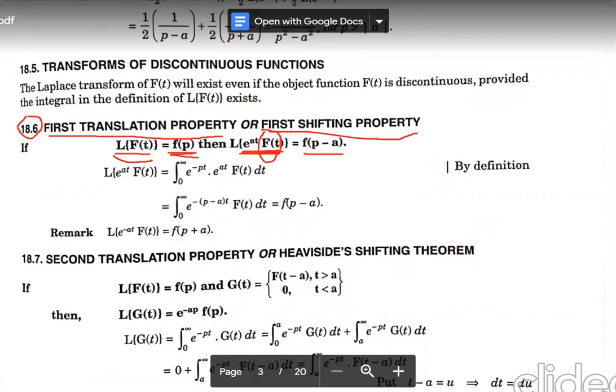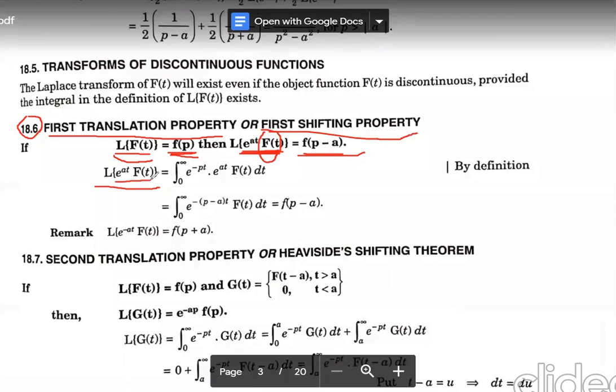So how can you do that? Let's see. We are going to try to find out the Laplace transform of this, and we'll try to show that the Laplace transform of e to the power at into f of t is equal to f of p minus a. So what will we do?